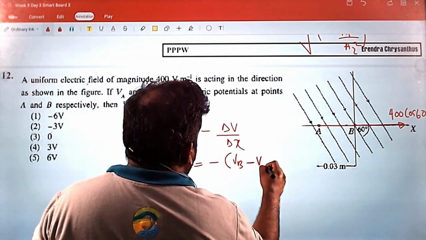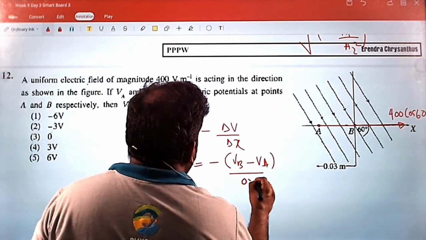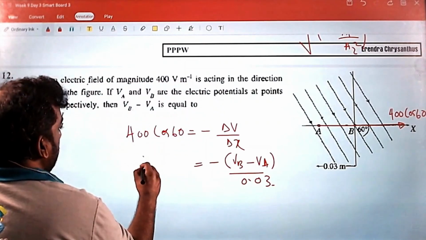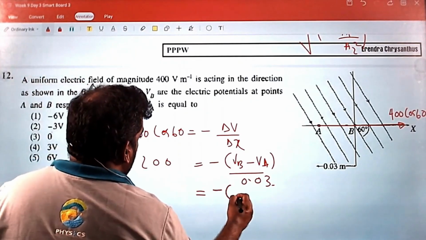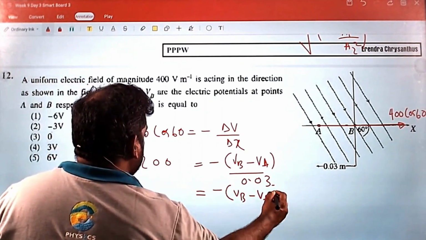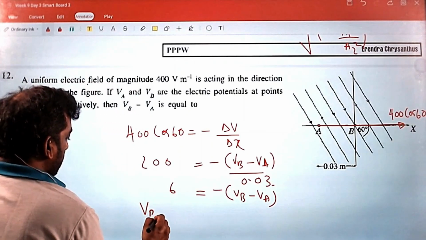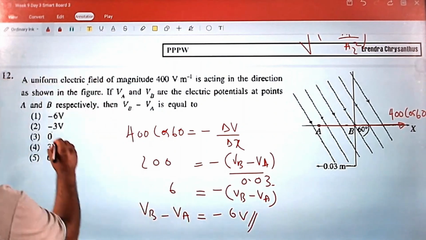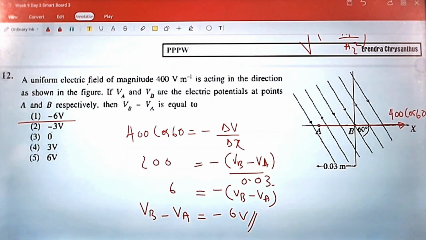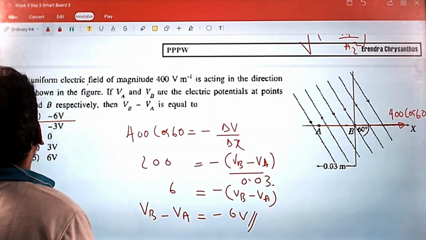VB minus VA, 0.03, 200 here. So VB minus VA is minus 6 volt. Easily you can find.